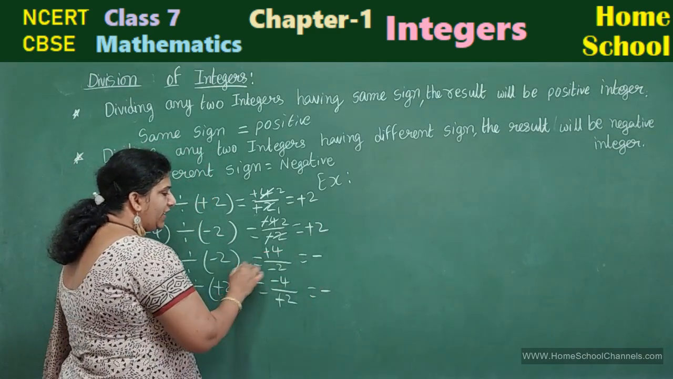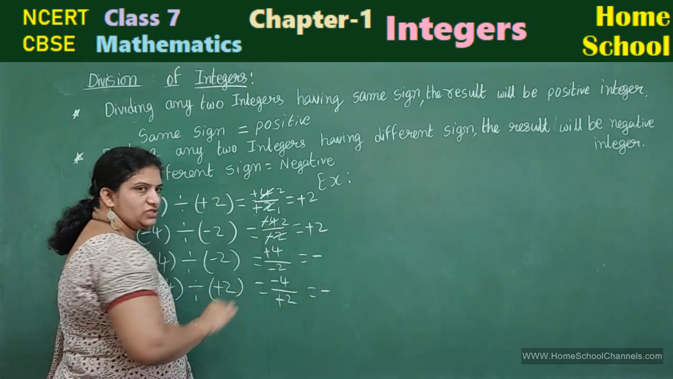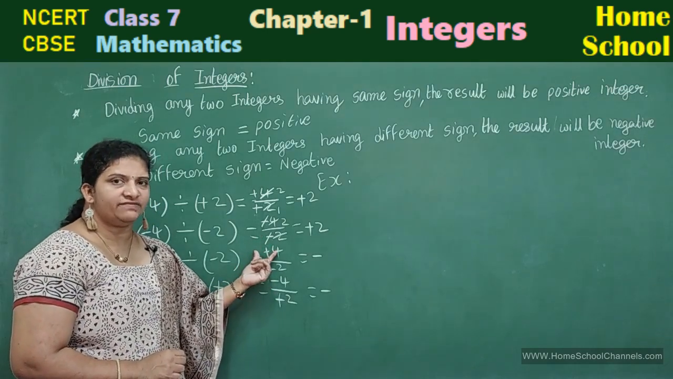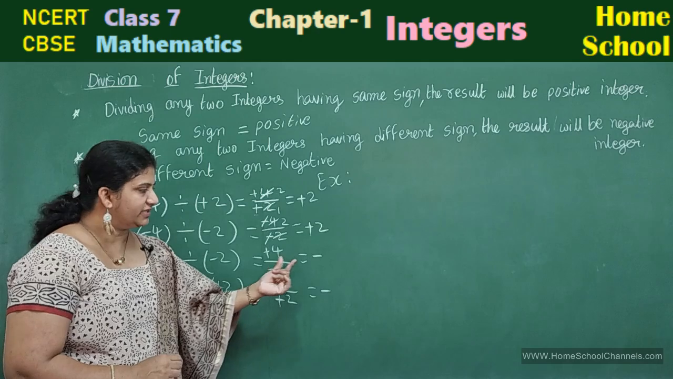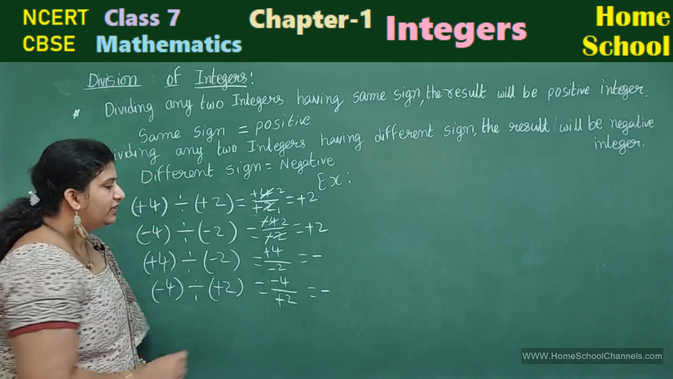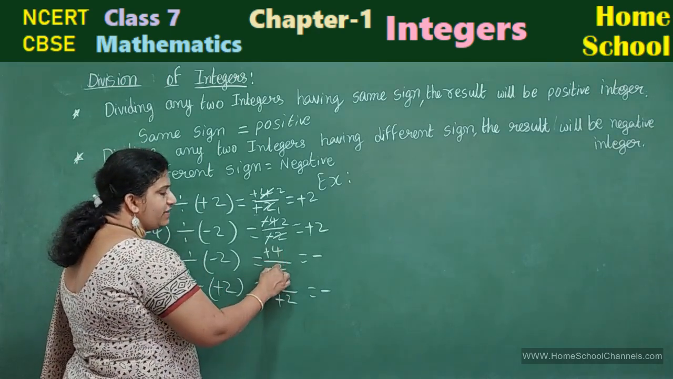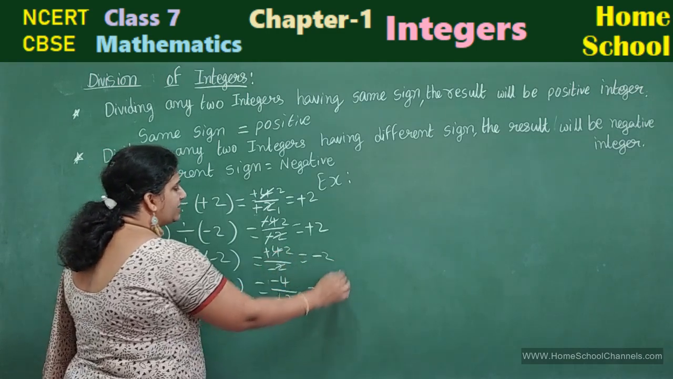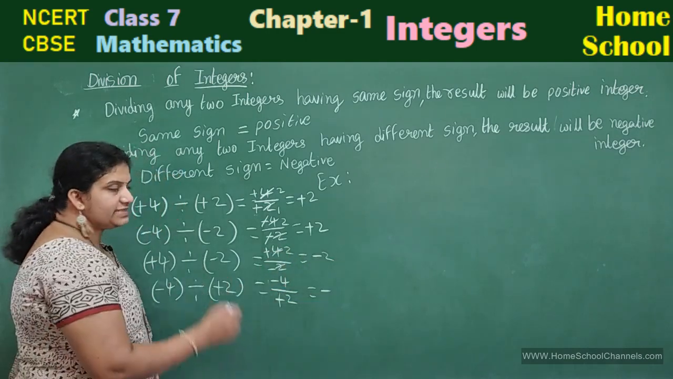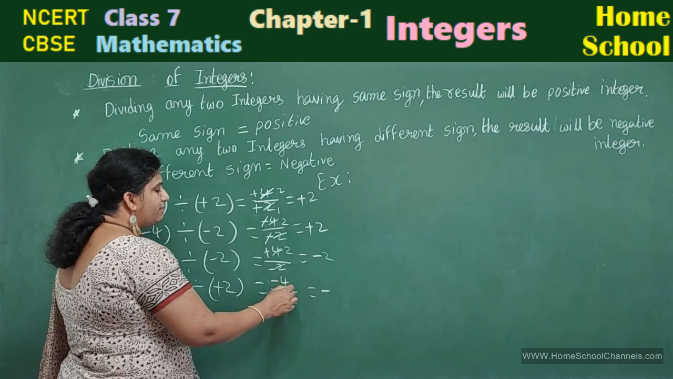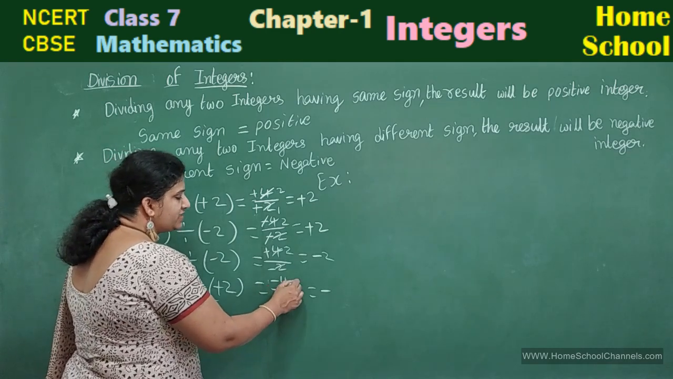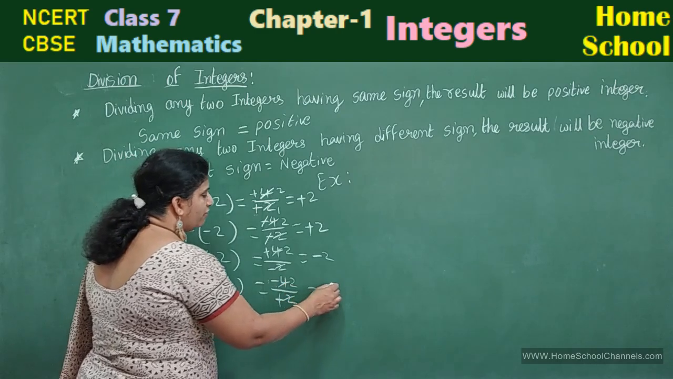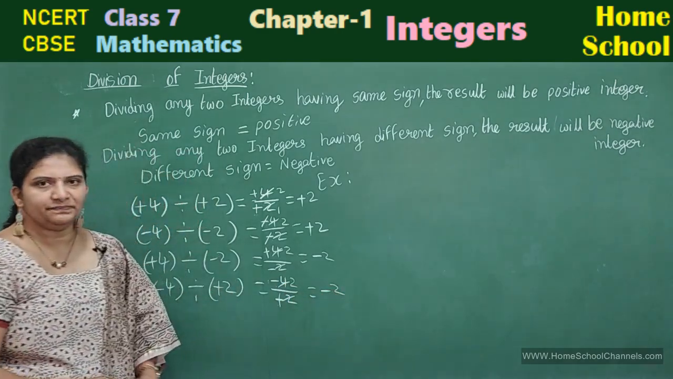Coming to your third pair, plus 4 by minus 2. Plus by minus: when you divide a positive integer by a negative integer, the result will be negative. Therefore, what can you say? Plus by minus will be minus. 2 2s are 4, minus 2 is your answer. Similarly, minus by plus. Minus 4 by plus 2 will be minus. 2 2s are 4, minus 2 is your answer.